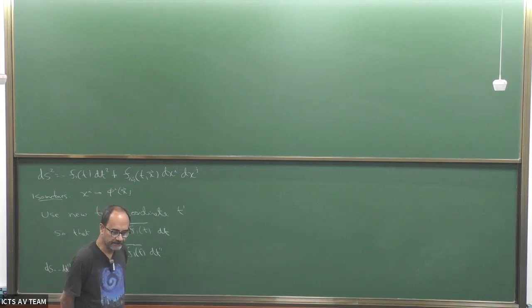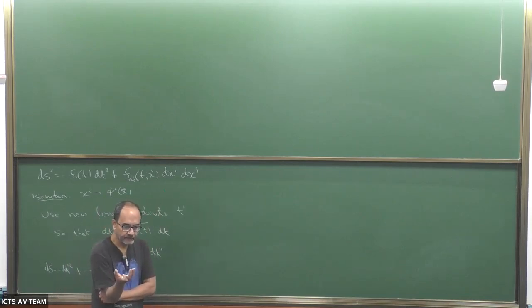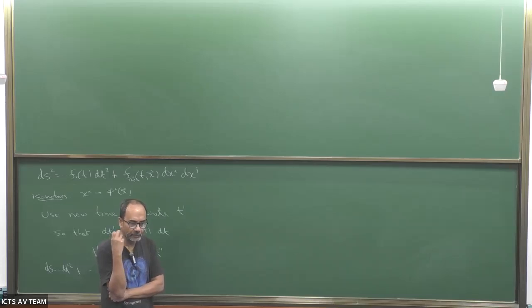Will it still have those isometries it had earlier? The form of the isometric transformation may change, but as we discussed, a change of coordinates doesn't remove isometries. So the form of the transformation may change.